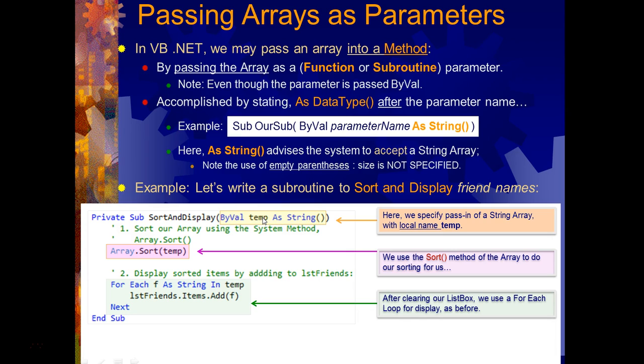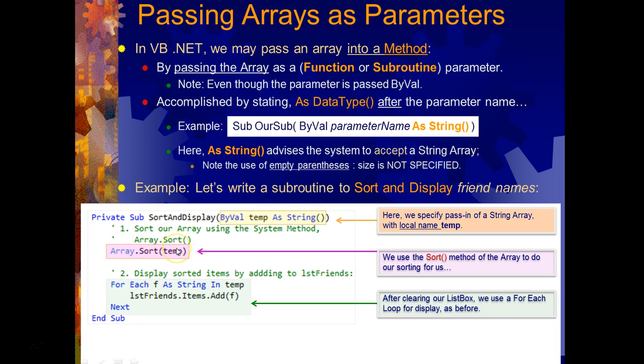So by the way, the name of this subroutine is sort and display. So we can guess that he's going to take an array and try and sort it and then display it. And he's actually going to build a subroutine to do that. So how do we do it? So temp is the name of whatever is put into our subroutine. So we're going to take whatever is put in our subroutine, and what are we going to do to it? We're going to put it in the Array.Sort method.